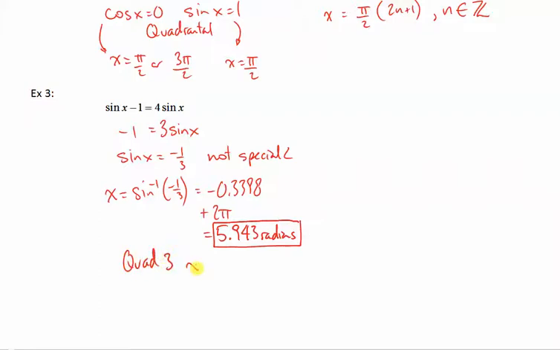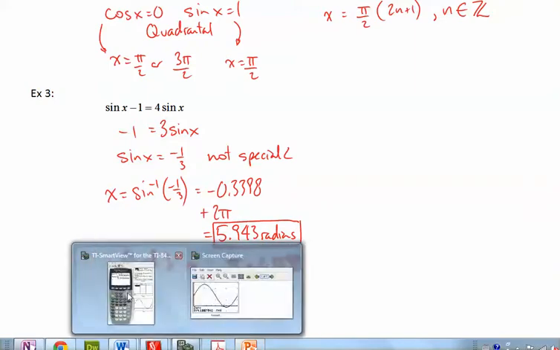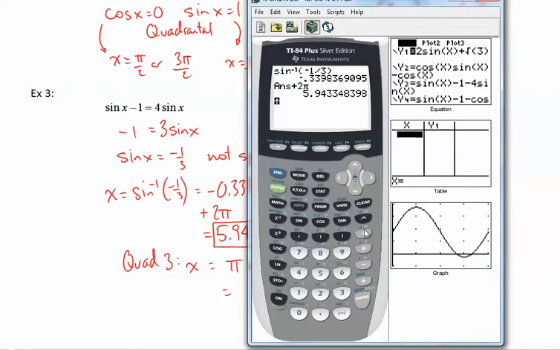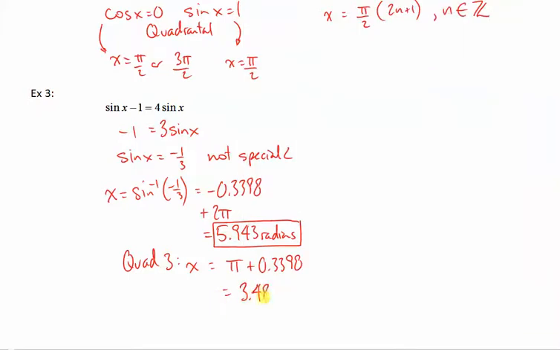So the quadrant 3 value of x is going to be pi plus that decimal value I had, which represents the reference angle. So let's get that on the calculator, and we write pi plus 0.3398. That negative sign was there to just tell me it was in quadrant 4. So 3.481 radians is the other answer in standard position for the condition 0 to 2 pi.